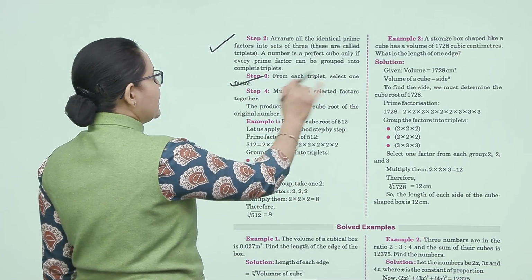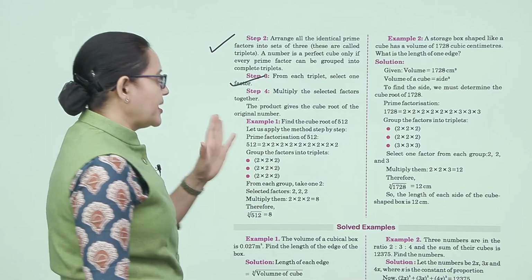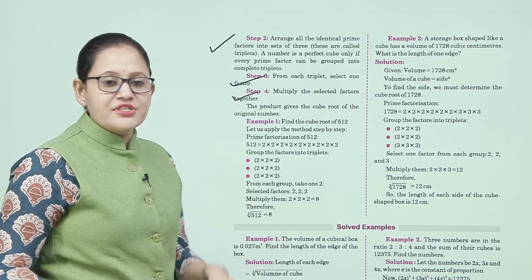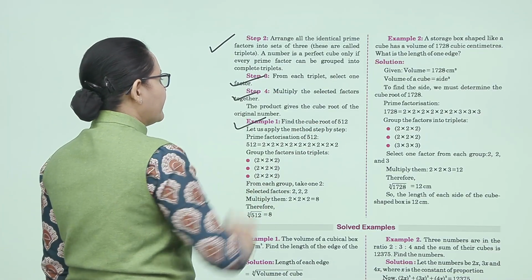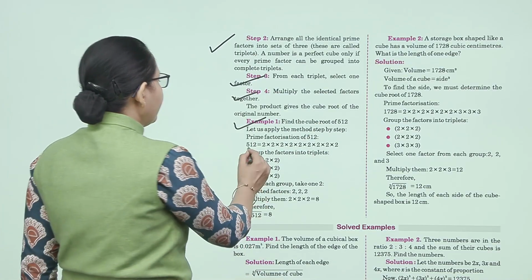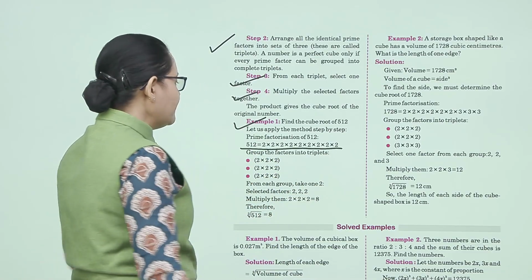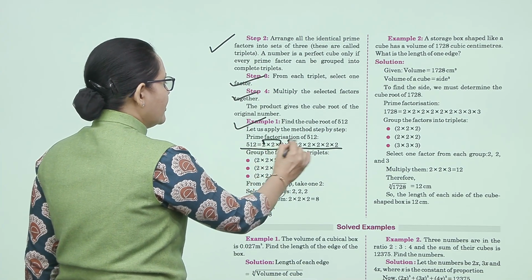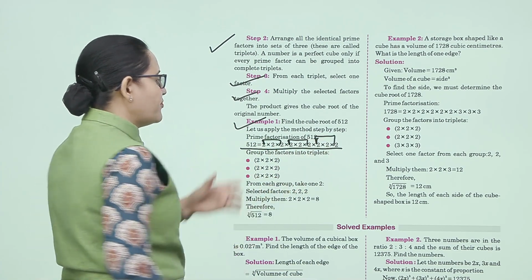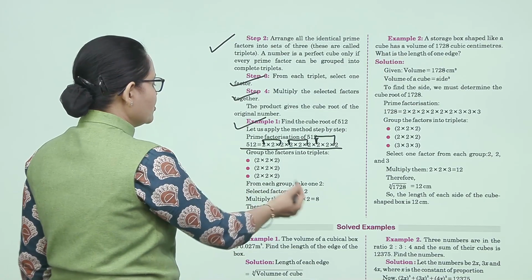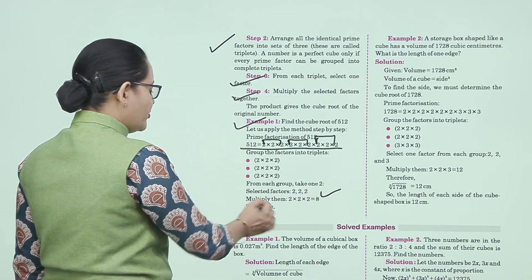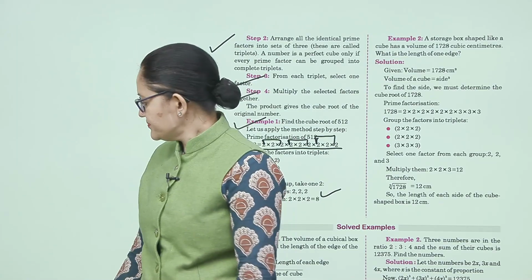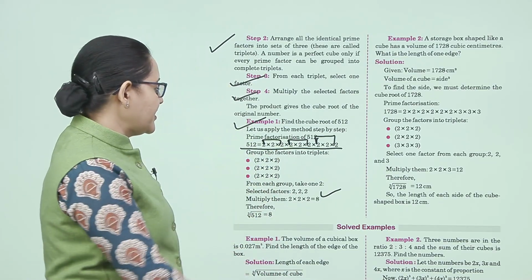Step 3. From each triplet, select one factor, and multiply the selected factors together. The product gives the cube root of the original number. Example, find the cube root of 512. First we will do the prime factorization. This is the prime factorization. Then we will make groups of 3. So, 1 group, 2 group and 3 group. From each group we will take one number. So, 2 into 2 into 2, that is 8. So, the cube root of 512 is equal to 8. Clear? Practice all the examples given here.